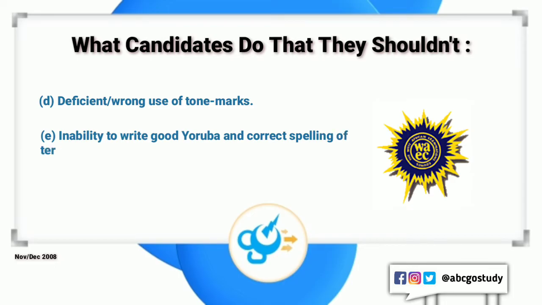You should be able to write good Yoruba and also correct spellings of those very terms. And then the next one is about writing legibly. I've been saying this over and over again. Even when I talked about the general marking scheme of WAEC that I did previously, I told you that there should be legible writing. According to them, the writing was even appalling. When I say appalling, the handwriting was horrifying and annoying.